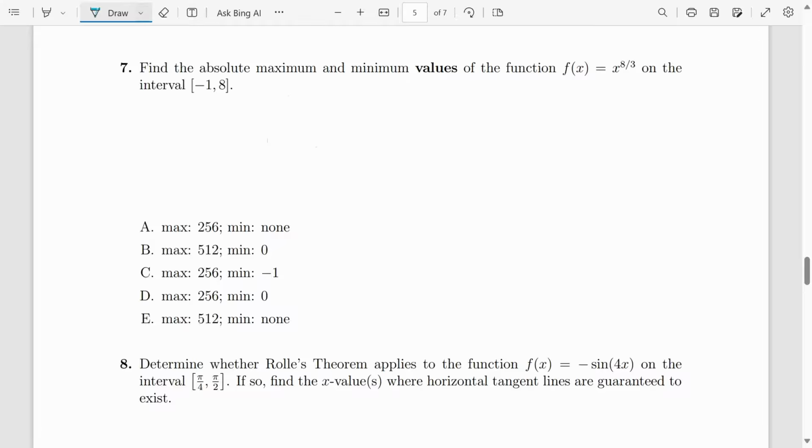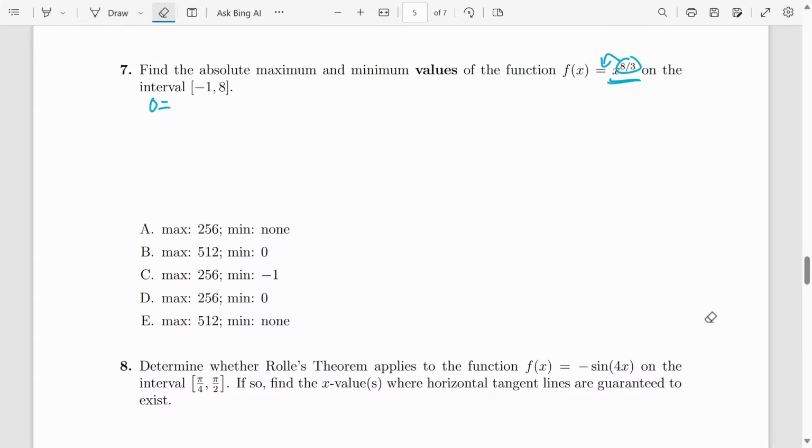Question 7. Find the absolute maximum and minimum values of the function f of x equals x to the 8/3 power on the interval from -1 to 8. Okay, so we need to find maximums and minimums, and to do that, we need to find f of x's critical points. And to find those, we set 0 equal to f prime of x, and then solve for x after we do that. So first we need to find f prime of x, the derivative of x to the 8/3 power. And to do that, we just do power rule, move the 8/3 out front, subtract it by 1.